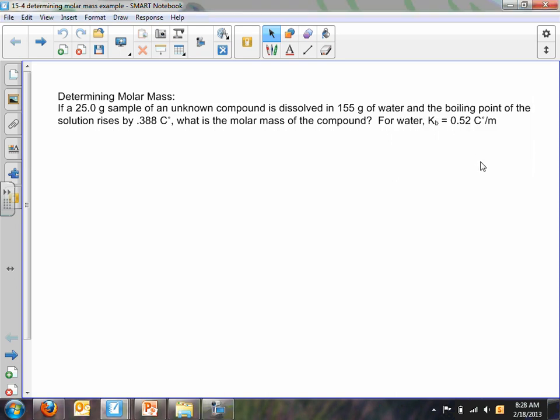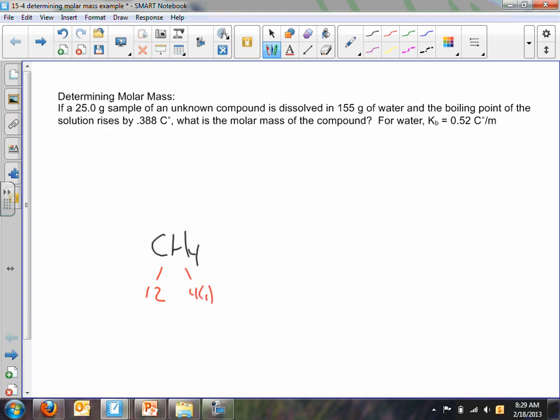Everybody in class knows how to find the molar mass of something. If I have a compound that's CH4, you just look in the chart. Carbon has a molar mass of 12, hydrogen is 1, so you have 4 times 1. The molar mass of this thing would be 16 grams per mole. That's not a problem at all.